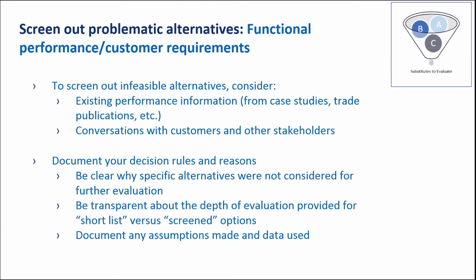And always document your decision rules and reasons. It's important to be clear why specific alternatives were not considered for further evaluation. Be transparent about your process so that it can be replicated in the future if necessary. And always document any assumptions you've made when screening out potentially problematic alternatives.